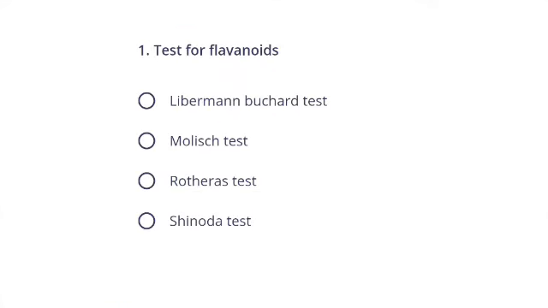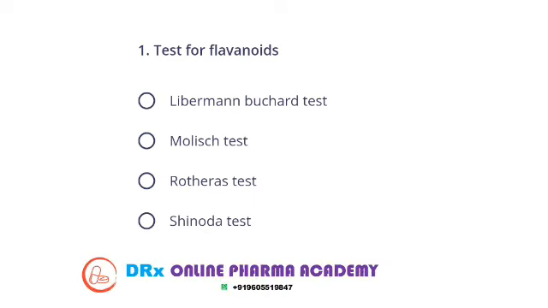First question, test for flavonoids. Options are Lieberman-Burchard test, Morley's test, Rothera's test, Shinoda test. Test for flavonoids. Okay, and the answer is Shinoda test. Test for flavonoids is Shinoda test.